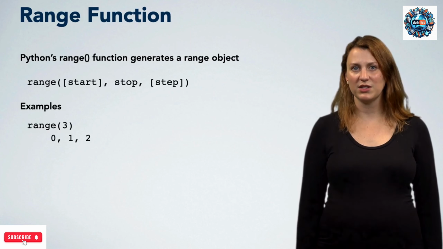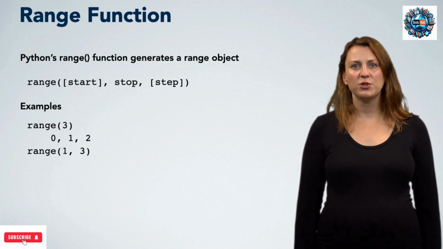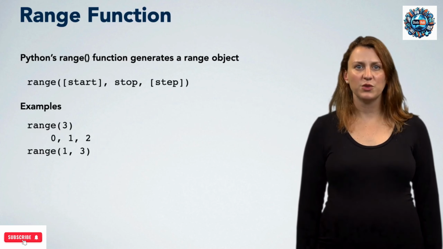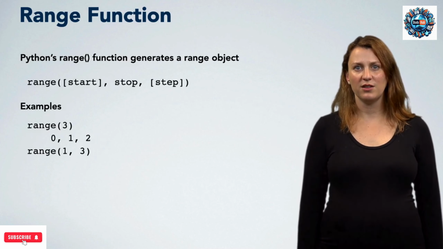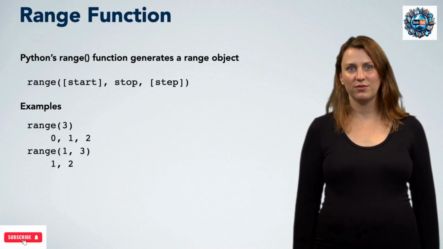so we stop counting. Here's a call to range where we supply the optional first argument, which means we want to start counting at 1. We'll count 1, 2, and stop at 3. So our range object contains the values 1 and 2.